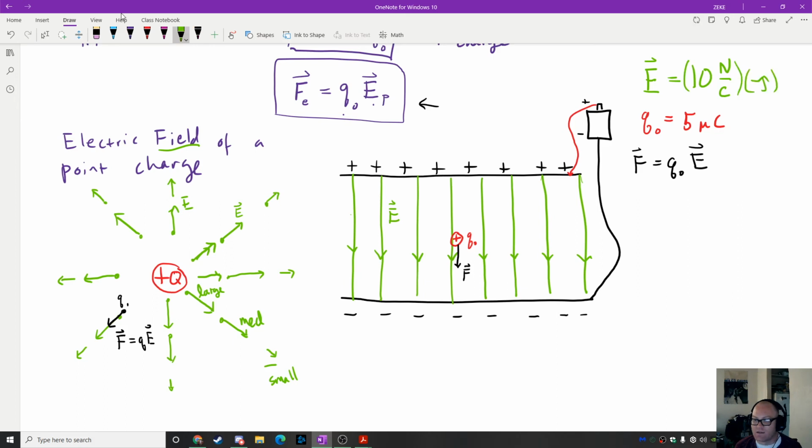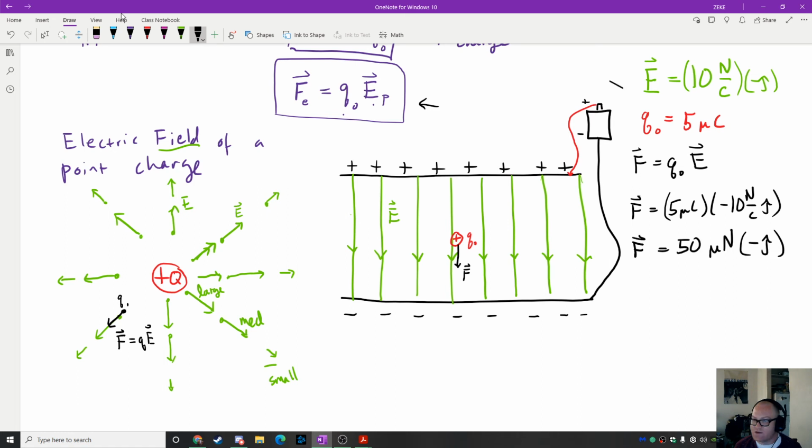Then we can include that in here. So the force is equal to the size of our charge, which is 5 microcoulombs, multiplied by negative 10 newtons per coulomb j hat. And we get a force that's equal to about 50 micronewtons, and it's also pointing in the negative j hat direction.